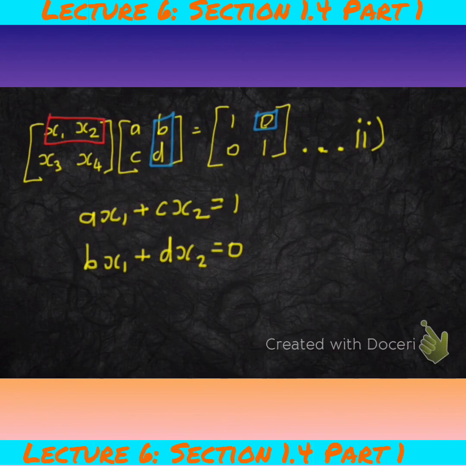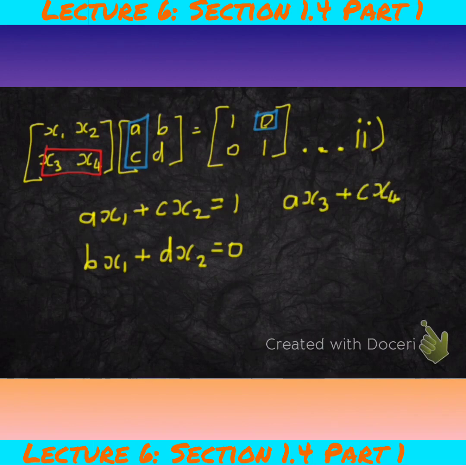And then moving on to the second row, we're going to multiply that with the first column there, and we're going to get AX3 plus CX4, and that is going to be which entry? It's going to be that entry there, and that's going to be 0. And then lastly, you're going to do that, and you're going to get this entry here, and that is going to be BX3 plus DX4. It's going to be 1.